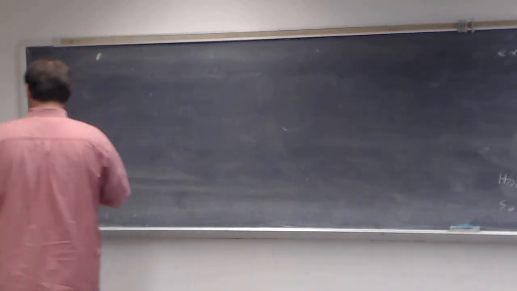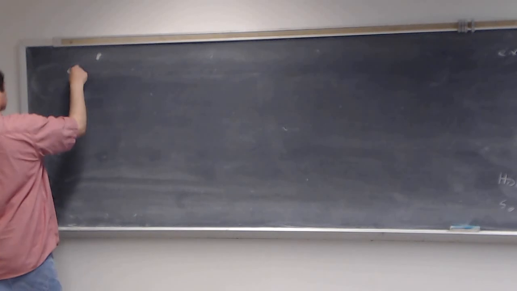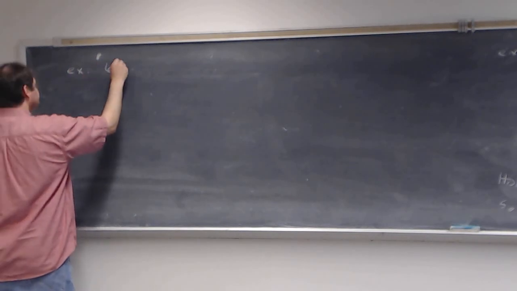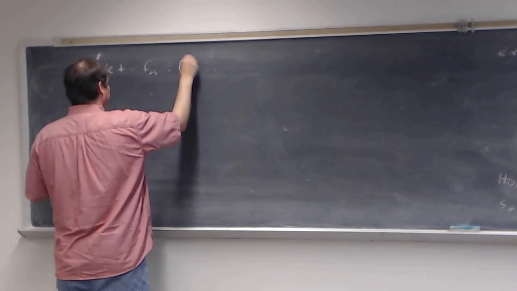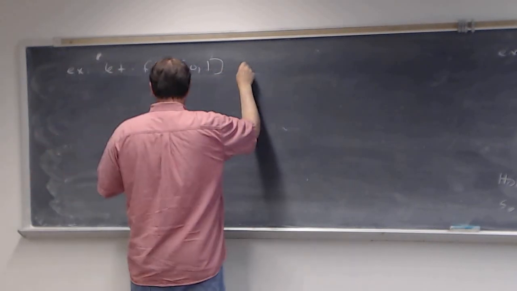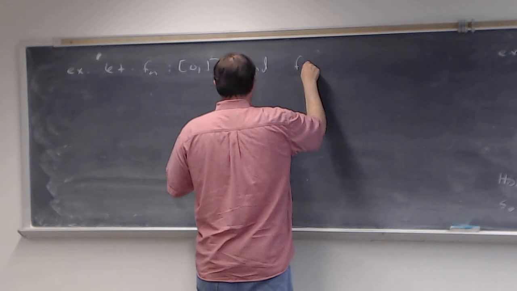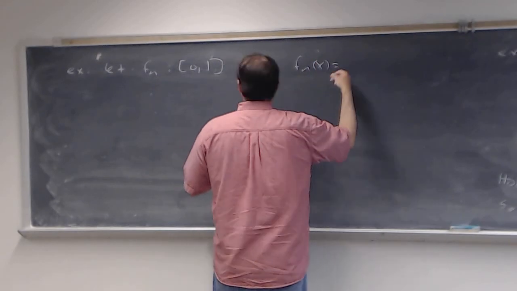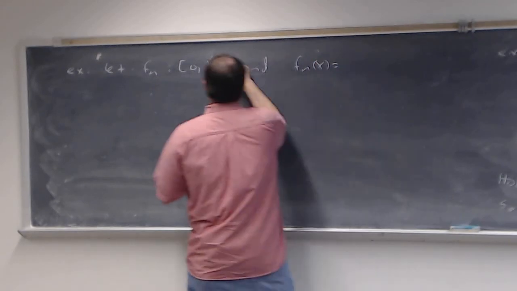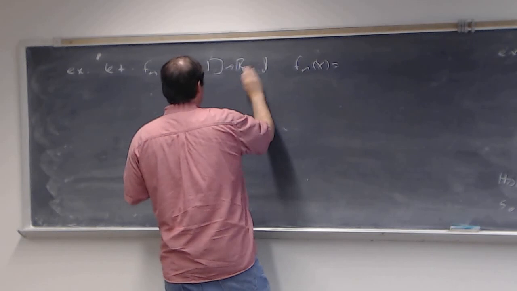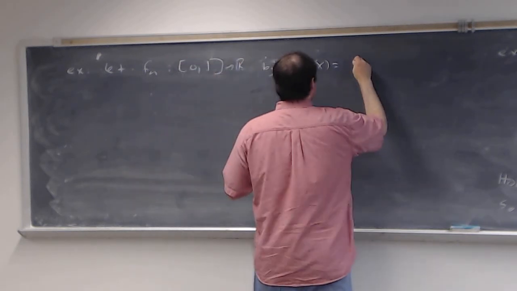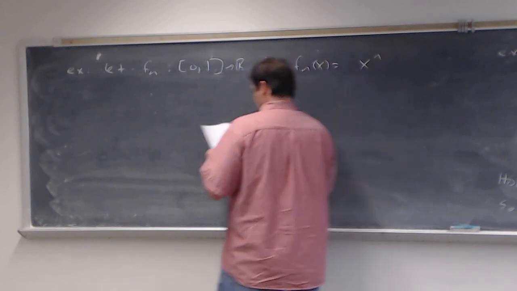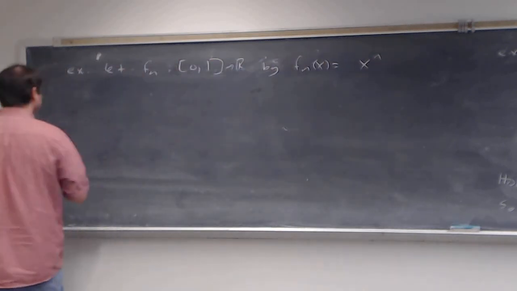Let's look at another example. Okay. Let's let f sub n be defined from 0 to 1 into R. F sub n of x is equal to x to the n. Okay?